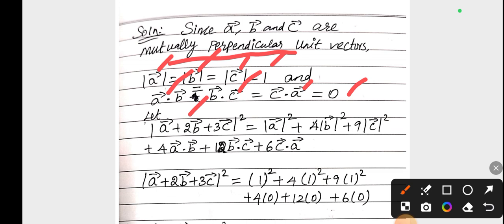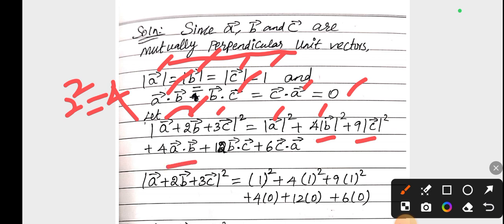Like A plus B plus C whole square, you will write magnitude of A square plus 2 square, that is 4, into magnitude of B square, plus 3 square, 9, magnitude of C square, plus 2AB. Sir, how is that 2AB? The formula is A square plus B square plus C square plus 2AB plus 2BC plus 2CA. So 2 into A into 2B, 4 A dot B. Then 2 into 2 into 3, 12 B dot C. Then 2 into 3, 6 C dot A.